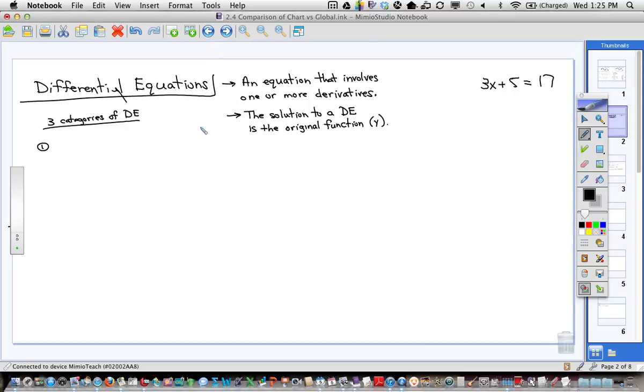One is those that can be solved with basic antiderivatives.